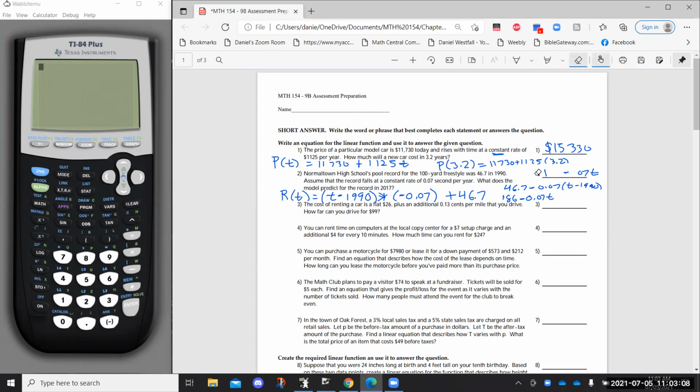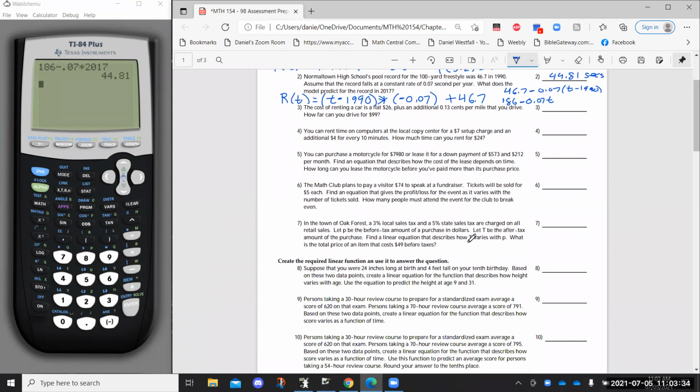Let's see what it says is going to happen here. So that model, if I plug in 2017, 186 minus 0.07 times 2017, says that the record should now be 44.81 seconds. Cost of running the car is a flat $26 plus an additional 13 cents a mile.